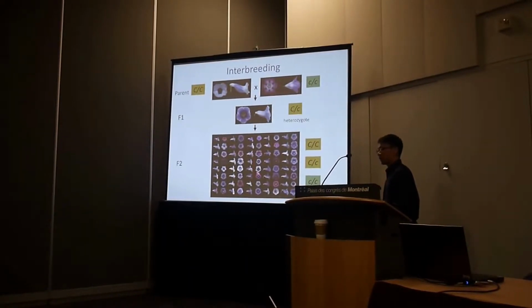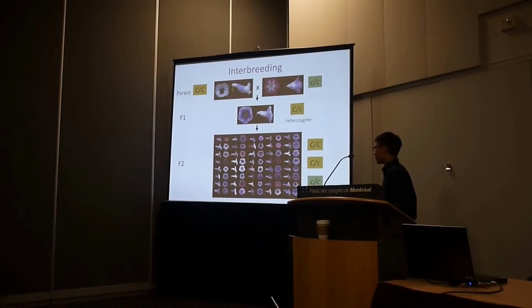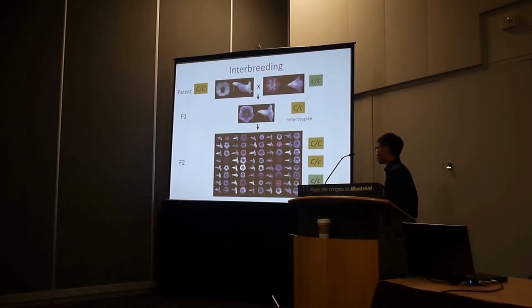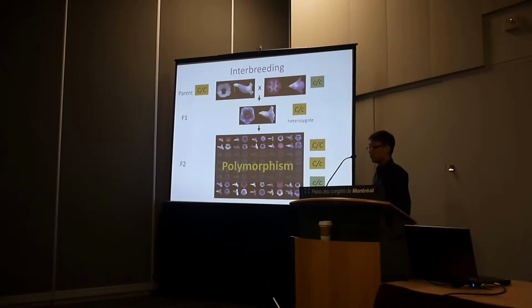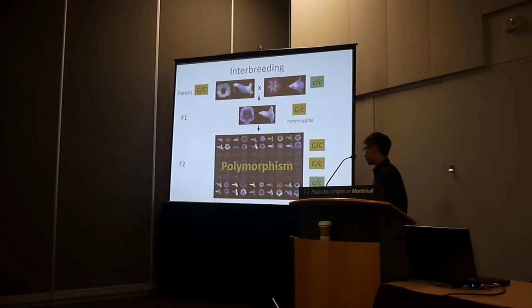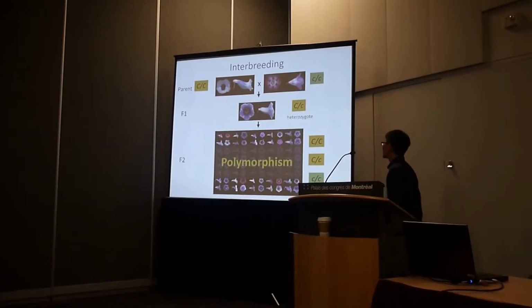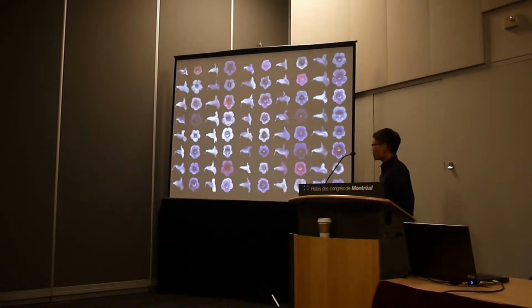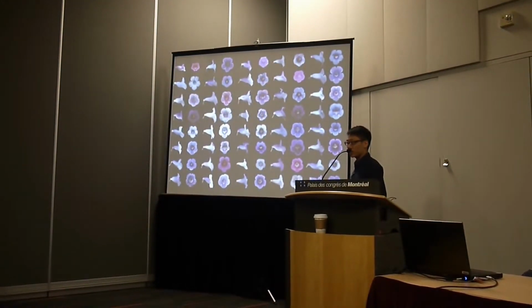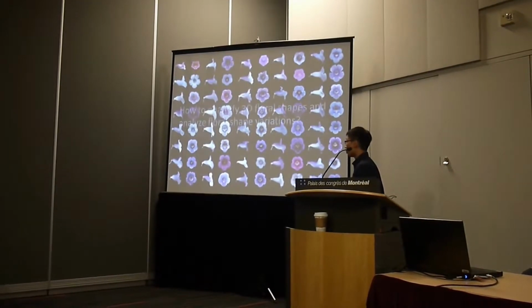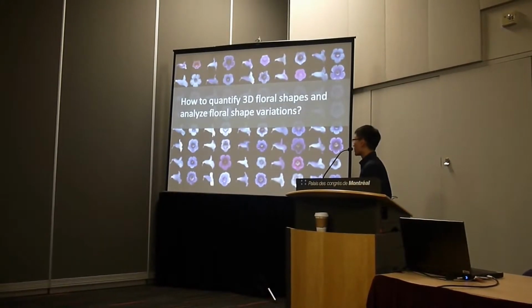As you can see in this picture, the floral shapes of F2 flowers are quite varied due to the interbreeding process. This is called floral shape polymorphism, which provides an opportunity for us to analyze their floral shape variation. But here comes the challenge. For these numerous and variously shaped F2 flowers, how do we quantify 3D floral shape and analyze floral shape variation?